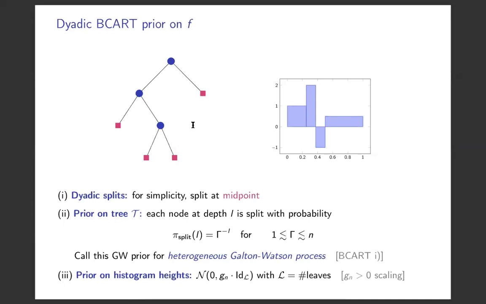So if you are quite down in the tree, you are less likely in the prior to split further. And for the heights, we take some Gaussian heights with a certain scaling. So here independent with a certain scaling Gn. I'll explain a little bit more about the scaling later.